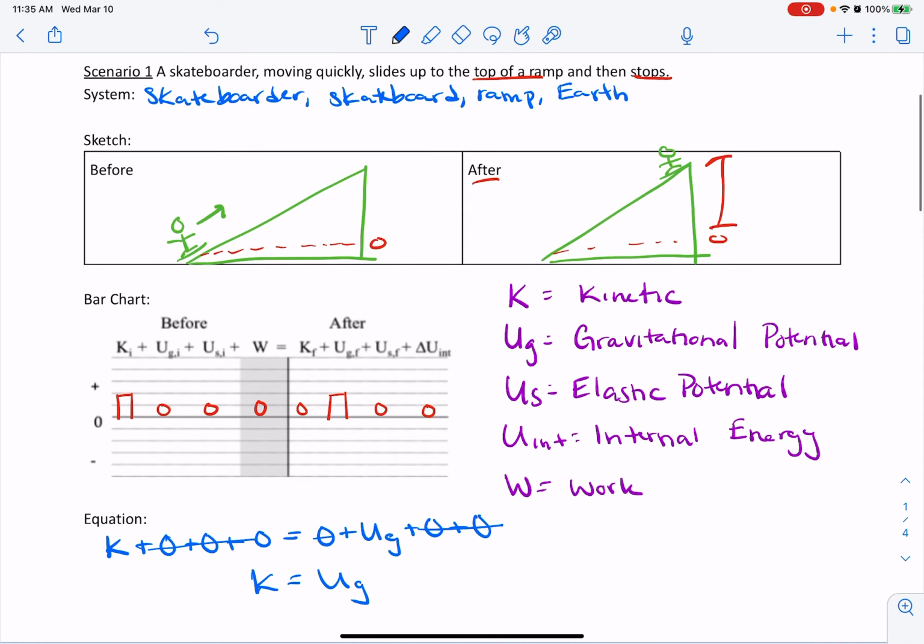So we notice here, first I just wrote down what my system is by including the Earth and anything that was mentioned in my situation. Then I drew my sketch for before and after and labeled a 0 point for gravitational potential energy. And then I went through each type of energy and figured out if there was any of that type of energy before or after, and made my bar chart based on that. Then I used this to come up with an equation based on my bar chart. Now in the future, we're going to have numbers that we're then going to use that equation to plug in numbers and solve. But for now, we're just writing these equations qualitatively.